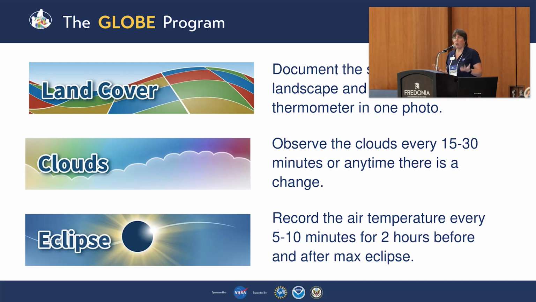Then we asked people to look at cloud changes every 15 to 30 minutes, or if they saw something happening in the sky. And then we also asked people to get a very simple thermometer and measure the air temperature and record that through the special Eclipse tool.